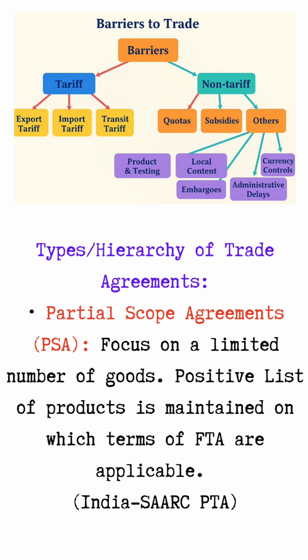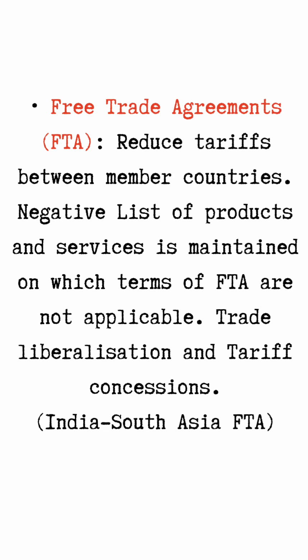There are many types of trade agreements to counter these trade barriers. Let's discuss them in the order of hierarchy. In a partial scope agreement, a positive list of goods is maintained on which terms of the trade agreement are applicable. In a free trade agreement, tariff concession and trade liberalization is applicable on most goods and services. However, a negative or exclusion list is maintained on which the FTA is not applicable.